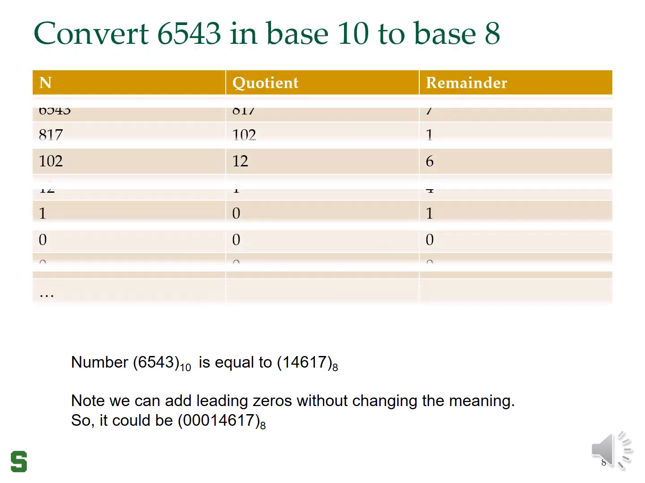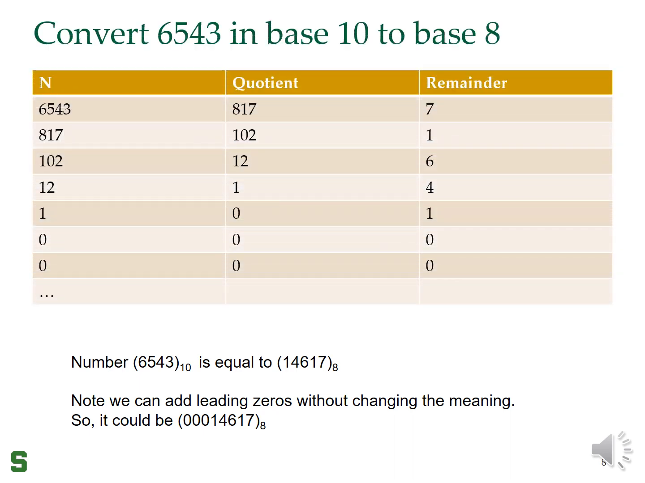So let's focus on this example. We want to convert 6543 in base 10 to base 8. In that case, we are going to divide by 8. The quotient will be 817. The remainder will be 7. Keep doing this, and the remainders will be like this. And we are going to read this number backward, because this is the least significant digit, and that's going to be the most significant digit.